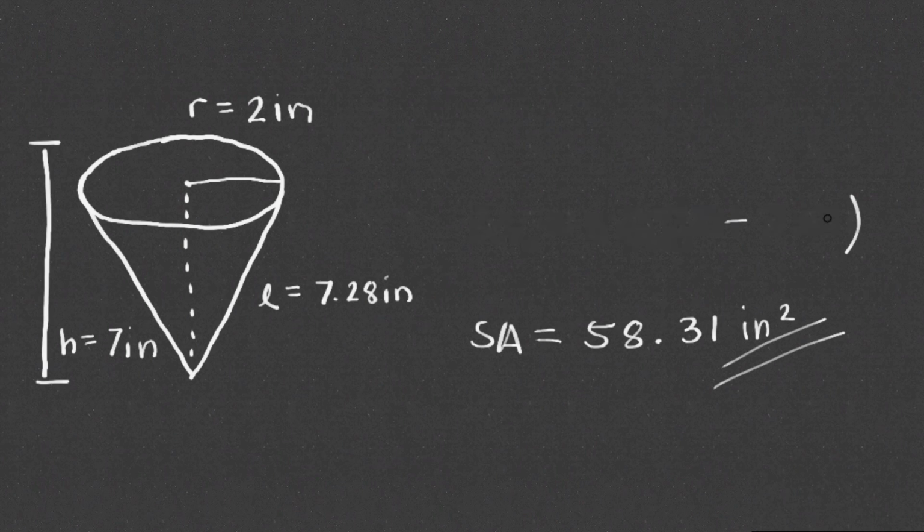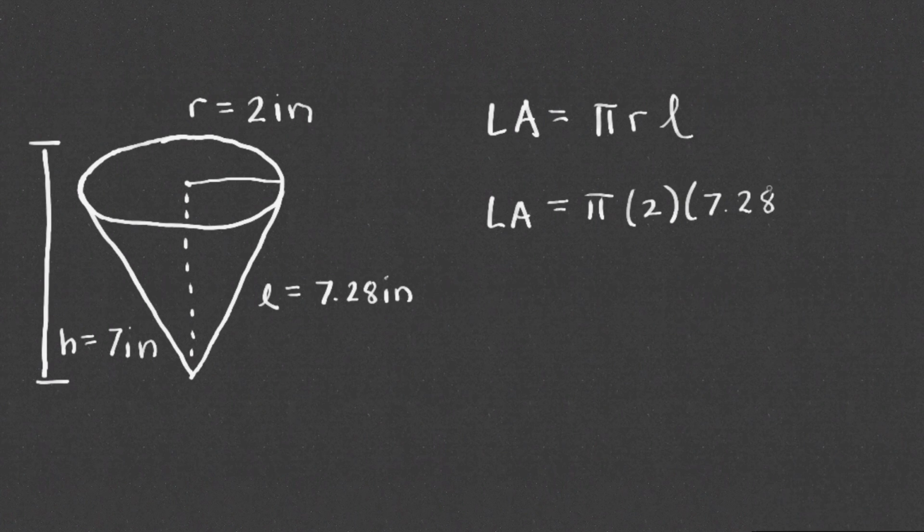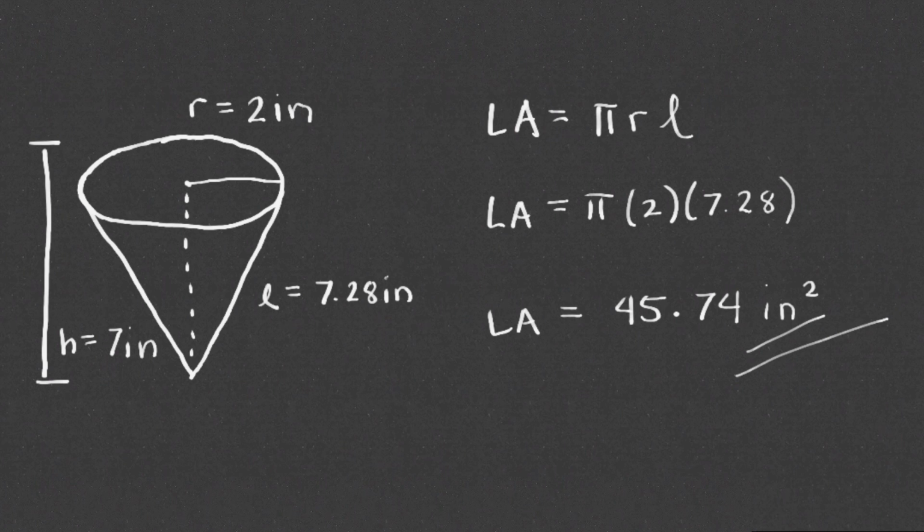And lastly, let us solve for the lateral area of the cone. So LA is equal to pi times radius times the slant height. So let's substitute pi times 2 times the slant height of 7.28. Therefore, the lateral area is equal to 45.74 inches squared. And that's what today's video is all about.